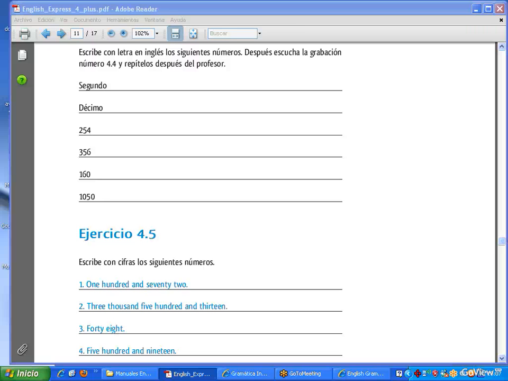Then, for example, you have 254. We write it like this: 200. I'm going to write it very slowly. And, muy importante, and 50 with a hyphen, 4. So we have it like that: 254, 356. Okay.